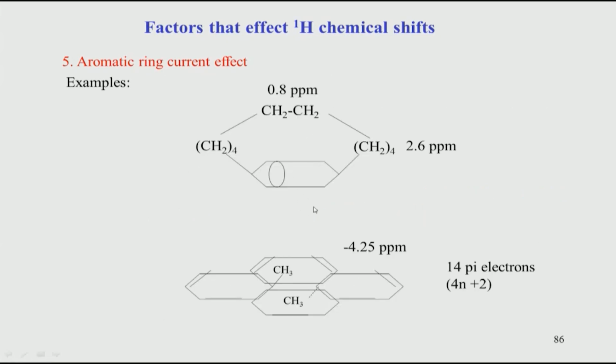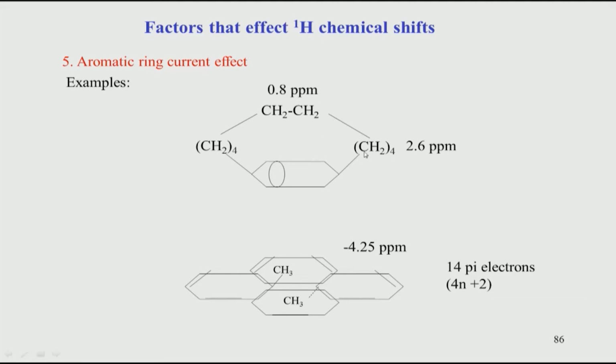Here you can see there is an aromatic system. So, here what happens is this is an aromatic ring, and you can see that these hydrogens are away from the ring, on the top of the ring. So, these are two hydrogen atoms which are on the top of the ring. Because of this ring current effect, they are highly shielded. When you say highly shielded, it comes at a low ppm value, and that is 0.8 ppm.